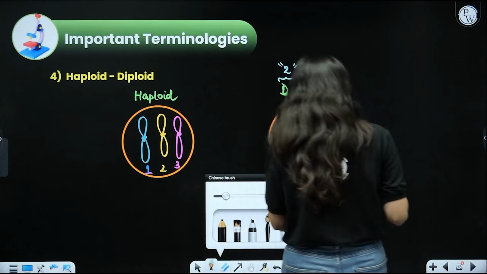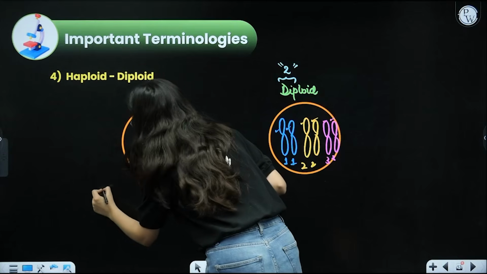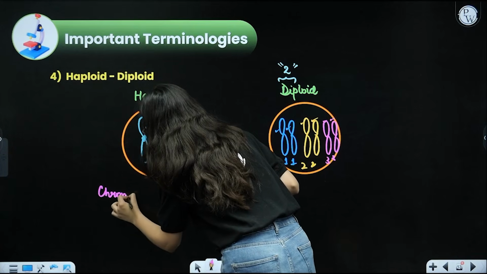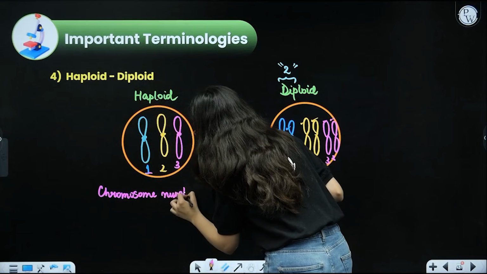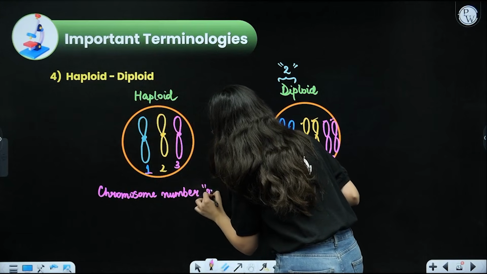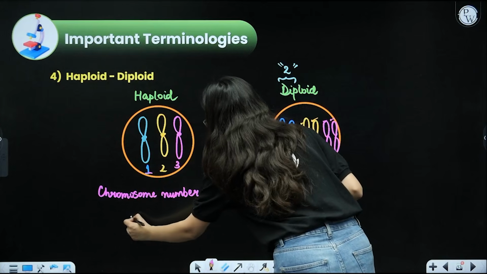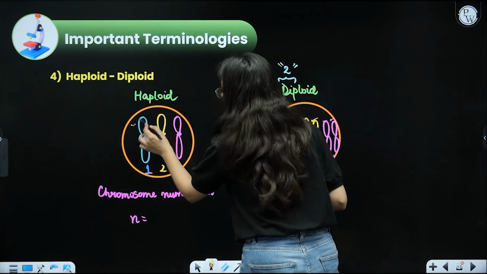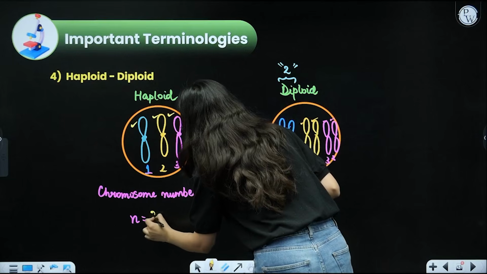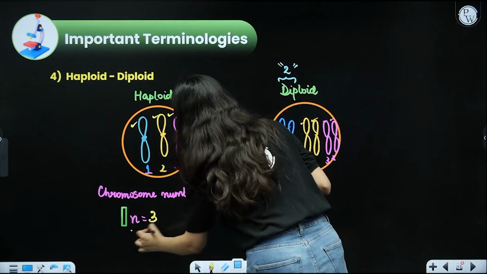Also, in this particular case, beta, in case of haploid, the chromosome number is represented by n. Now think of it. Over here the chromosome number is represented by n. So let us see what the n value is over here. How many chromosomes do you see over here? Chromosome 1, 2, 3. So simply we can say n is equal to 3 in this case. It is very, very simple.